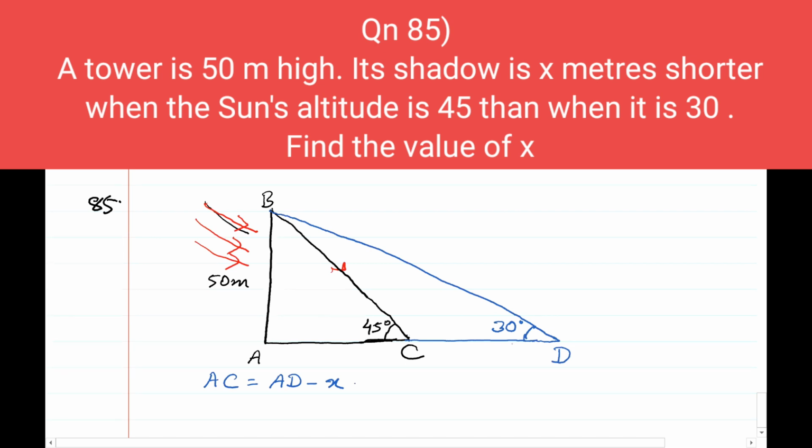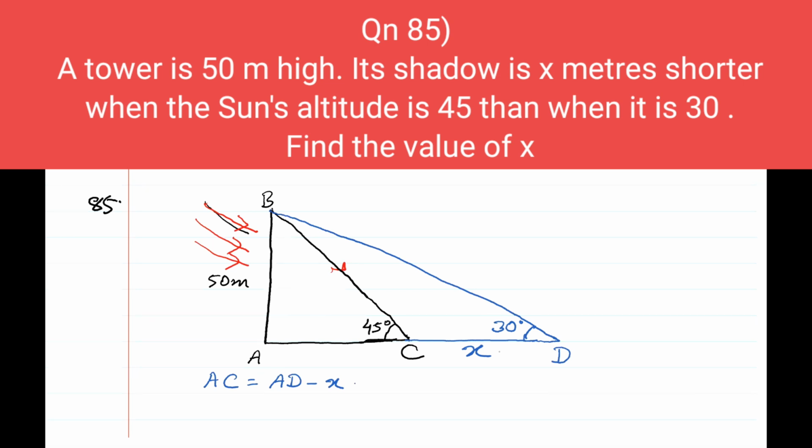That means what will be X here? AC or CD or AD, which part is X here? Can you tell me? CD. CD is X. I think all of you understood. Because AC is X meters shorter than AD means CD is X. I hope that part is clear to all of you. So now the question is, find the value of X. We want to find X.